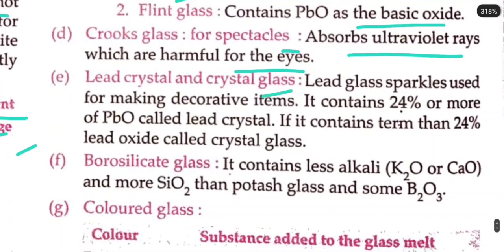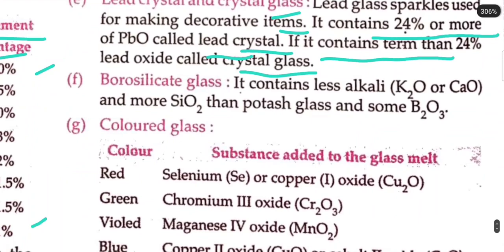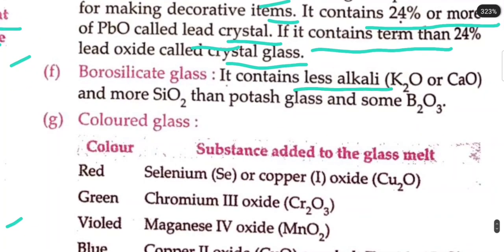Lead crystals and crystal glass. Lead glass sparkles and is used for making decorative items. If it contains 24% or more of PbO, it is called lead crystal. If it contains less than 24% lead oxide, it is called crystal glass. Borosilicate glass contains less alkali, K2O or CaO, and more SiO2 than potash glass, and some B2O3.